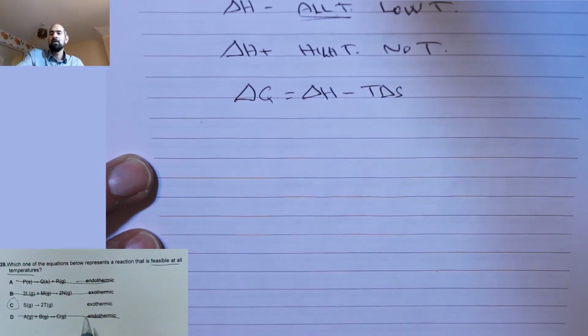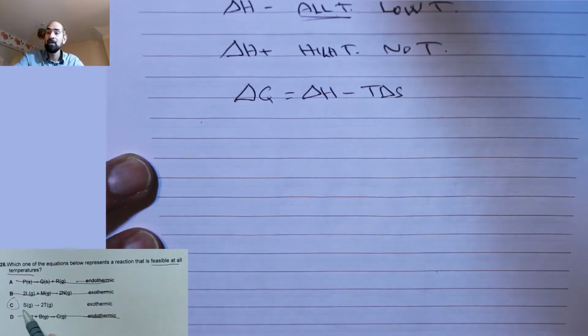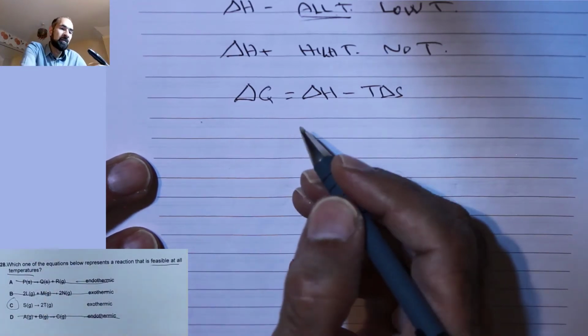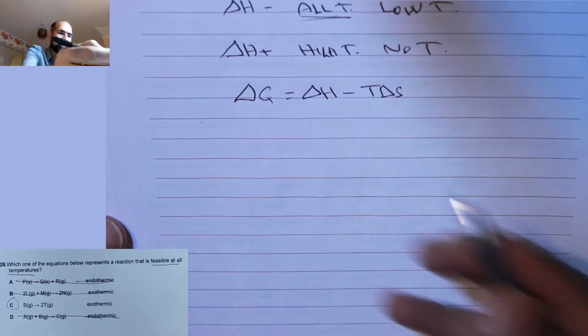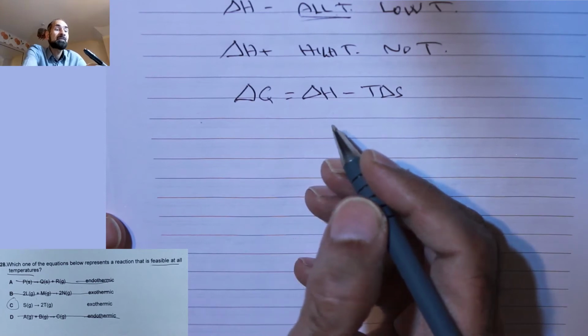Now let's say that this question was rephrased. So this wasn't a multiple choice question. This question was a structured question. They said, here's a reaction, show why this reaction is feasible at all temperatures. I'll show you that particular question in a minute, but let's just show you what this mathematical way is.